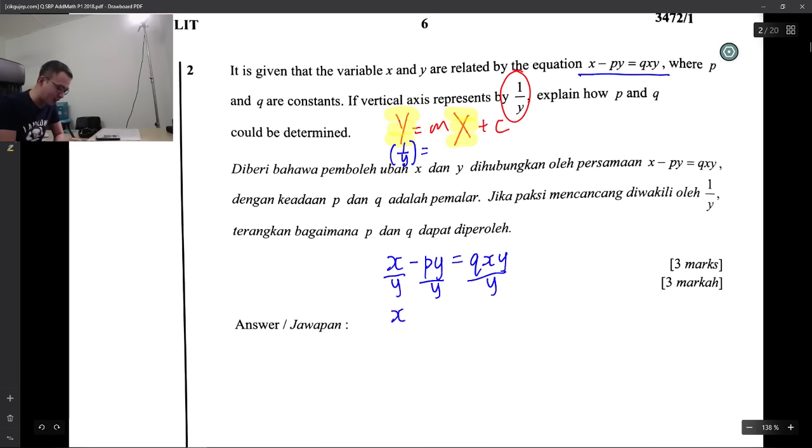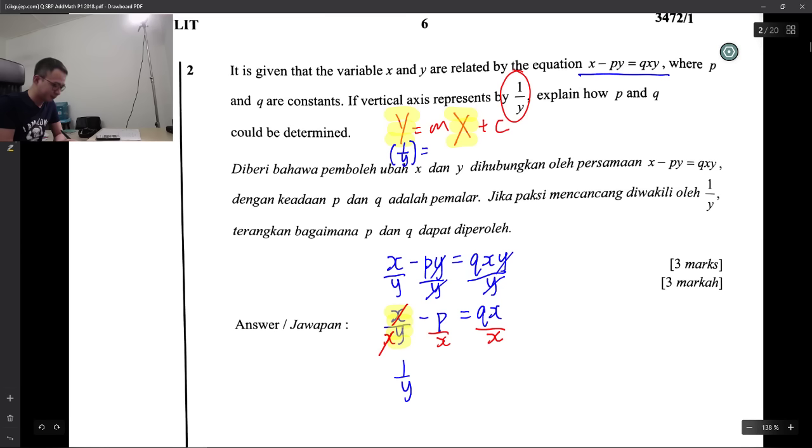So I have xy, y and y cut, x over y minus p equals to qx. Alright, so I kind of see the 1 over y is actually hidden over here. So I will need to divide x for the whole equation. Therefore, you will see I am dividing x here, here, and here. The purpose of doing this is because I want to get the 1 over y. And this whole thing over here, I will actually move to the other side.